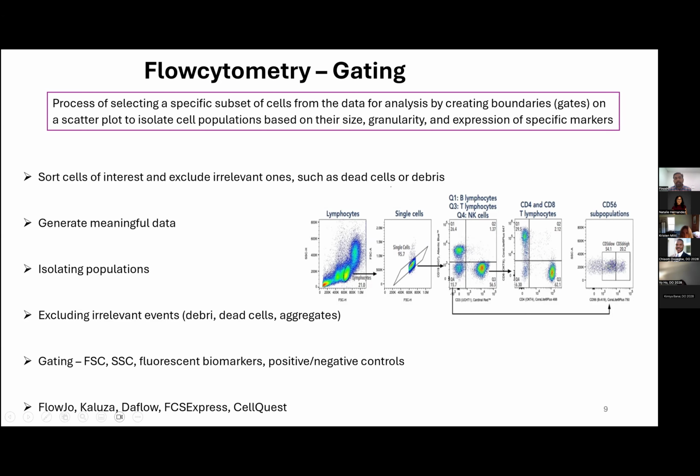Okay, so there are several softwares available to do the gating as well as analysis. FlowJo is one of the most widely used. I think we do have FlowJo software here. And also we have CellQuest. These are third-party softwares which are specifically designed for flow cytometry based experiments.